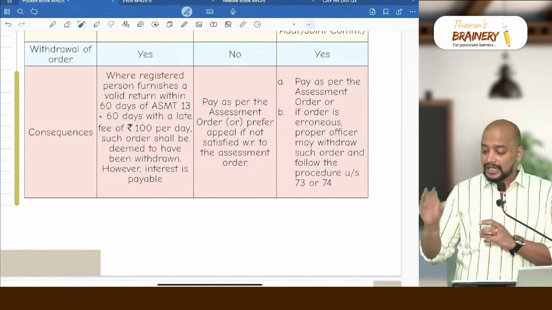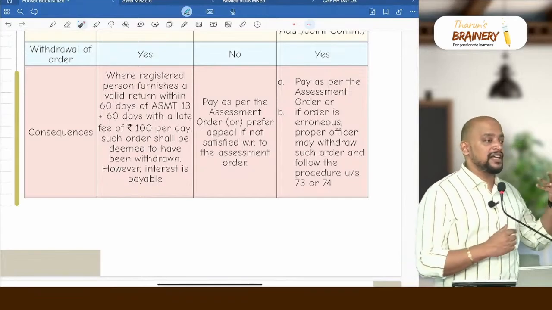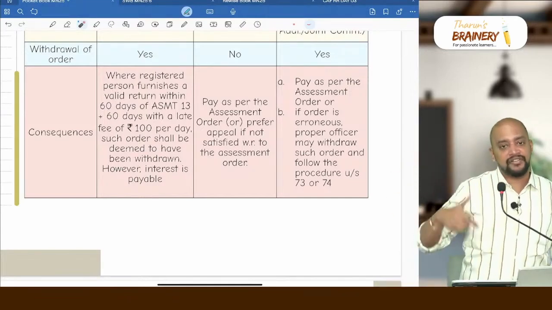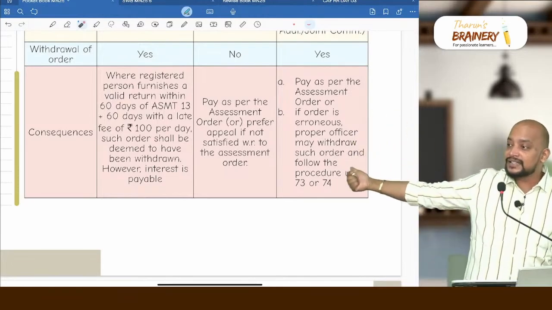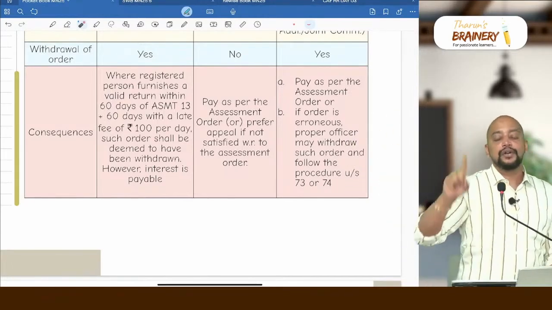But this particular late fee, there are two types of late fees. The regular late fee is there for delay in filing return. Already I am filing late. There is a regular late fee under section 47 for delay in filing return. That late fee also will come, and this late fee also will come if it is beyond 60 days. So for the first 60 days, we have only the regular late fee.